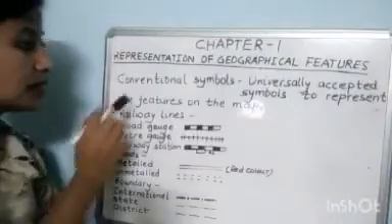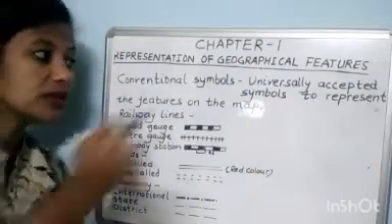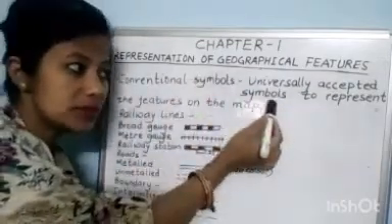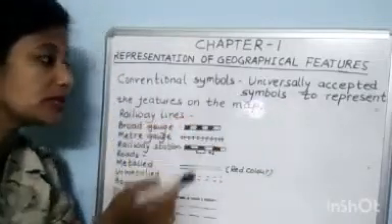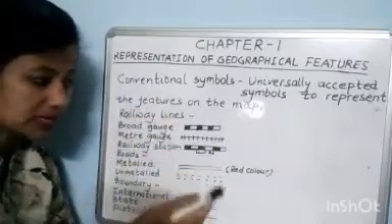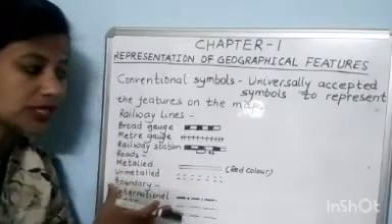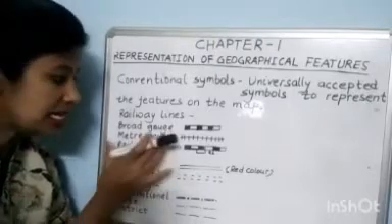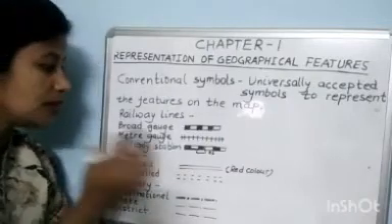This class, conventional symbols. What are conventional symbols? Universally accepted symbols to represent the features on the map. These are symbols and signs, and each symbol has a different meaning.